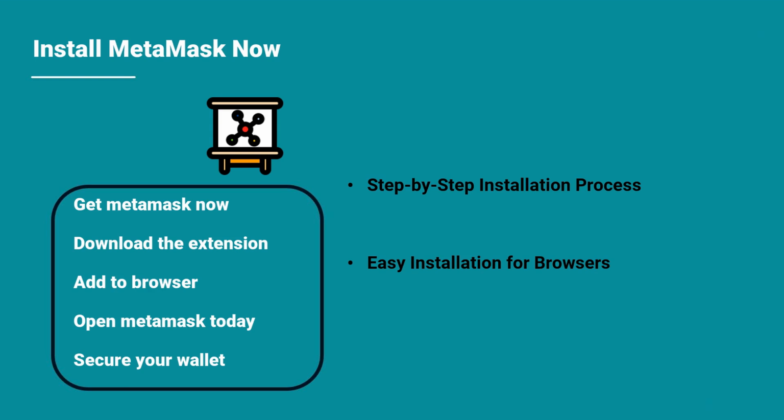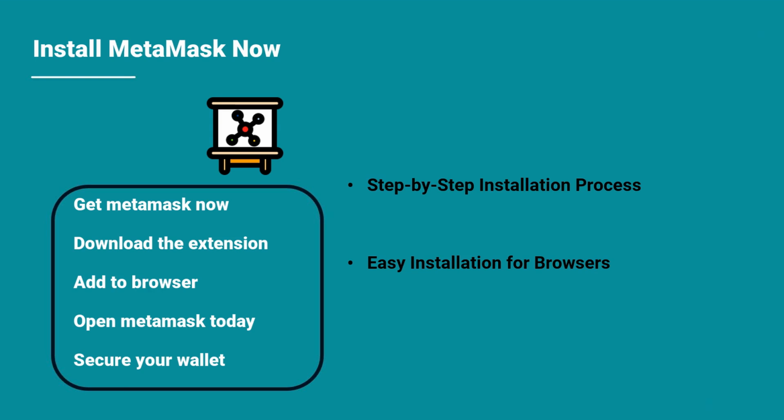The great thing about Metamask is that it's available as a browser extension for popular web browsers like Chrome, Firefox, and Brave. To get started, open your preferred web browser and head over to the official Metamask website at Metamask.io. This is crucial. Always download from the official site to prevent phishing scams or malicious software. Once you're on the website, click on the Download button. It will guide you to select the appropriate extension for your browser.